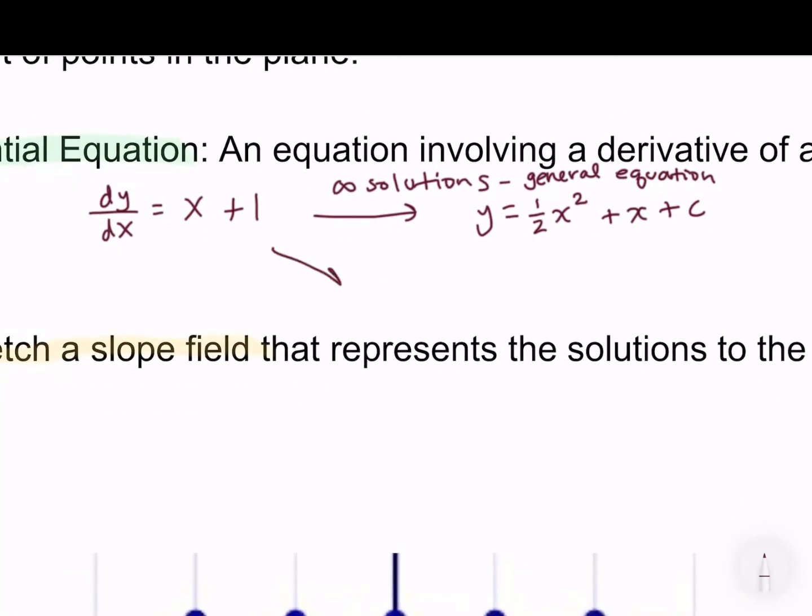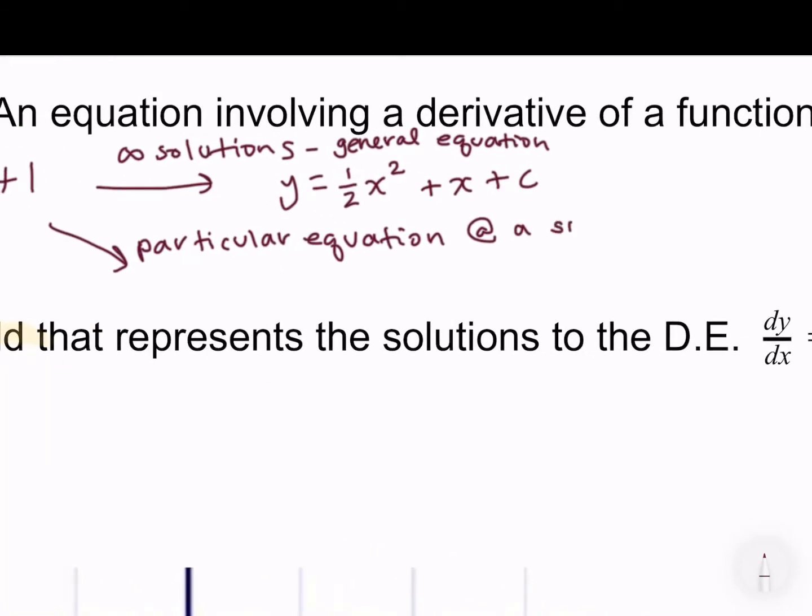Or we could have a particular solution, or finding the particular equation, and this would be at a single point. This is if I'm given what's called an initial condition. If I were given an initial condition, I could solve for that value of c. So maybe I'm given the initial condition (0, 5).